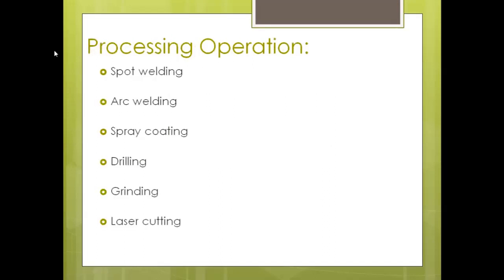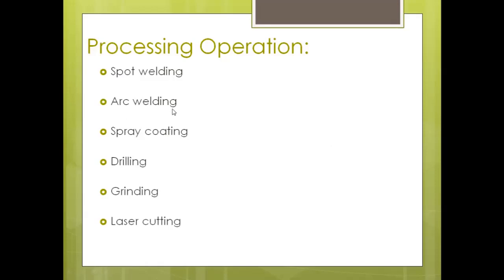Processing operations. These are the different processing operations. First one is spot welding. Whenever you want to perform welding at a particular position, a particular point, in those cases we are using a robot to perform welding. That is called spot welding operation.